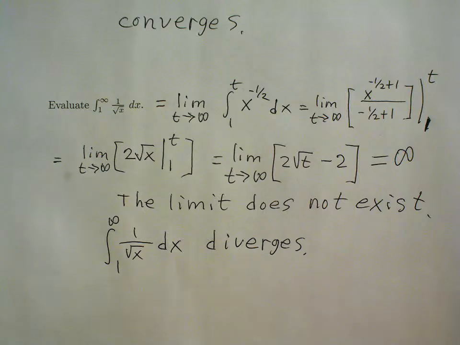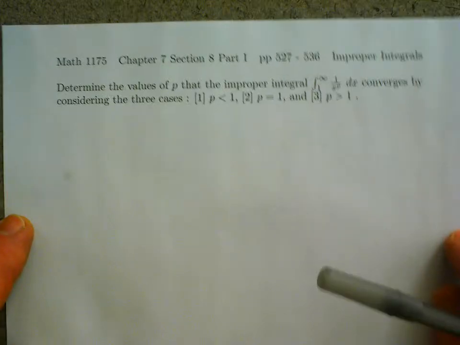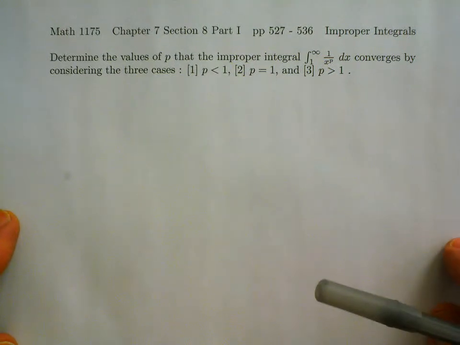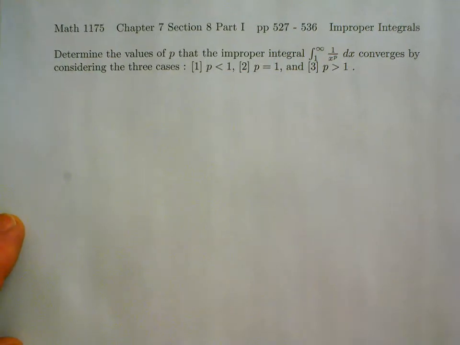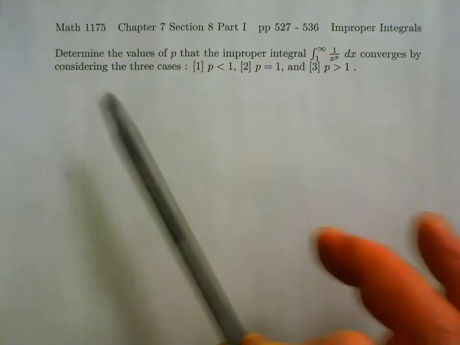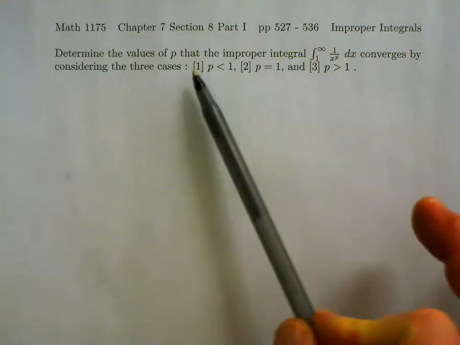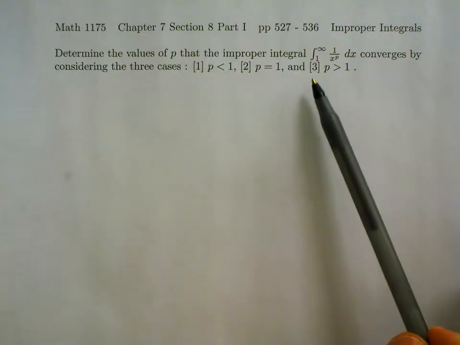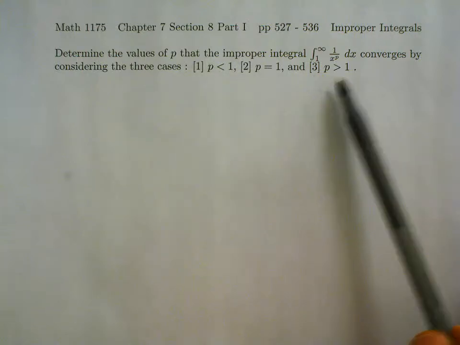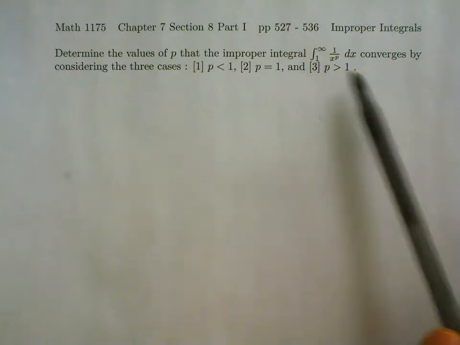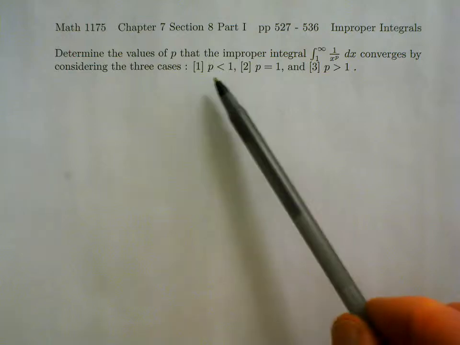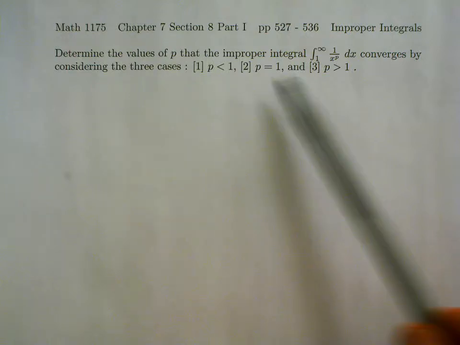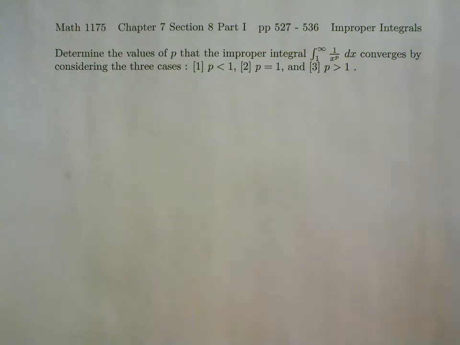Well, there's a little over a minute left, so we won't really get started on this one. I'll just mention a few things. I'll read this. Determine the values of p that the improper integral of 1 over x to the p dx from 1 to infinity converges by considering the 3 cases. P is less than 1, p is equal to 1, and p is greater than 1.